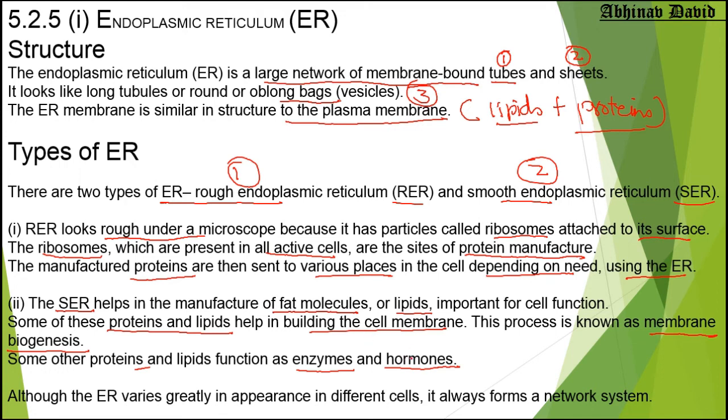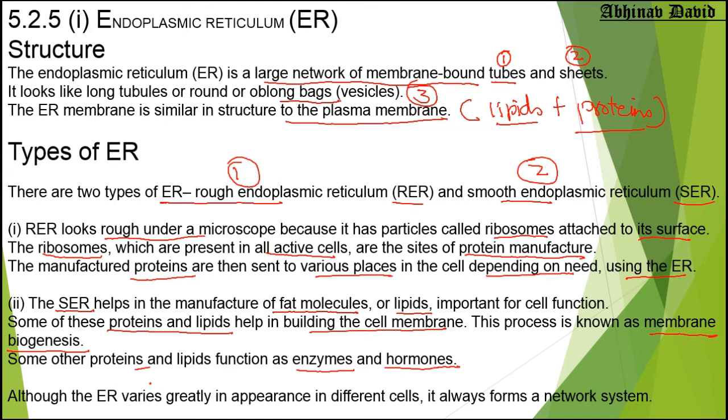And about the hormones, you have studied in your 8th class that hormones are chemical messengers. They are produced at one place and they work at another place. For example, growth hormone, which you have studied in your 8th class. So these hormones and enzymes are also made from proteins and lipids.